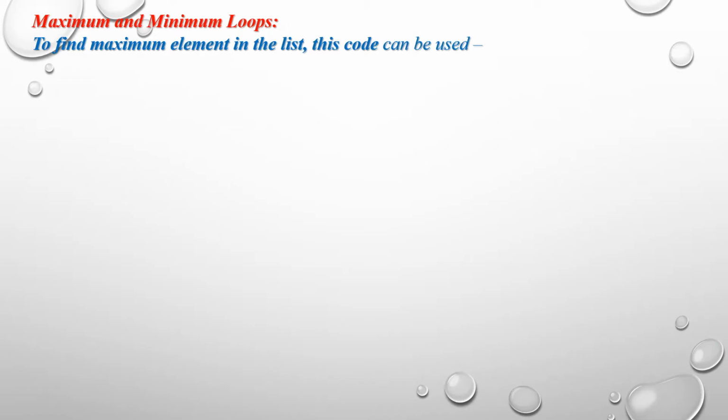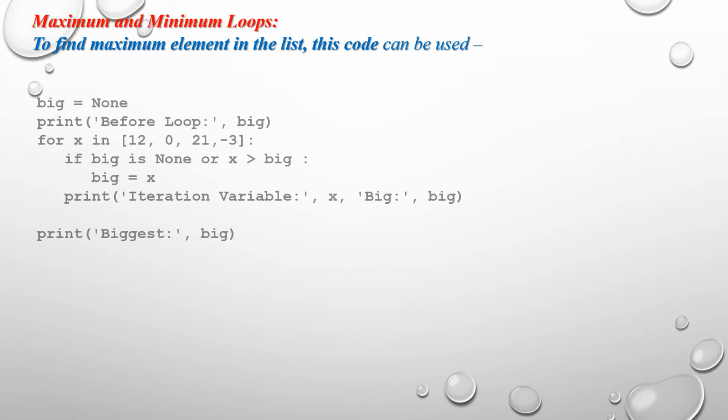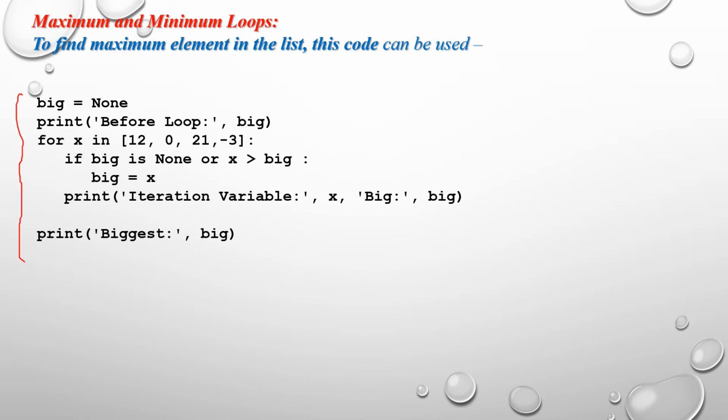Now we will look into maximum and minimum loops. This is one of the looping patterns. If you want to find the maximum element in the list, this code can be used. This is the maximum element finding loop. Here we declare big is equal to None. After that we declare print, so before loop is big. None is a constant. It says it's empty.